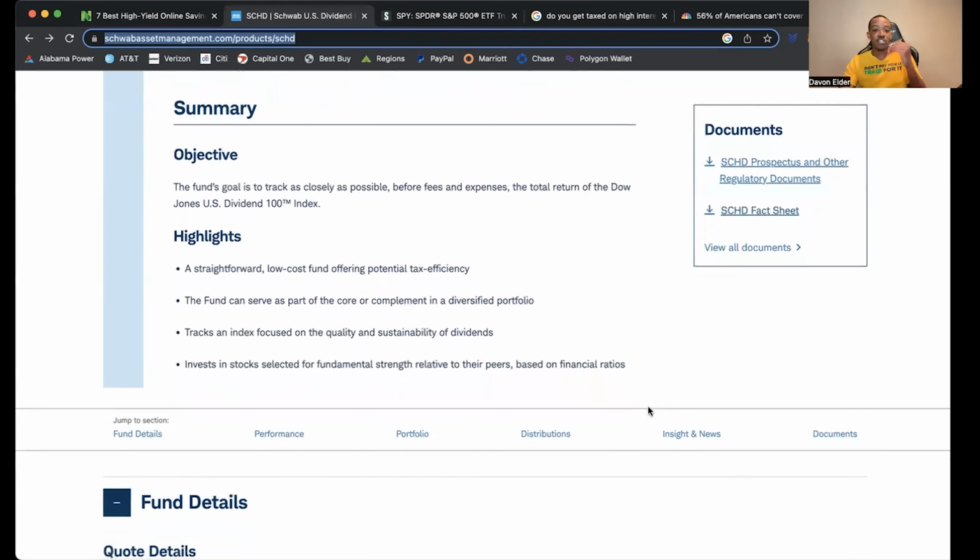Number three, it tracks an index focused on the quality and the sustainability of dividends. We're going to go through the holdings in this ETF, and you're going to see what I'm talking about when I say quality. This ETF is all about quality, right? It may not get the best returns, even though it gives some pretty good returns, and you're going to be surprised by the returns that you see. But I'm telling you, this ETF has the quality that you're going to need when investing in the stock market.